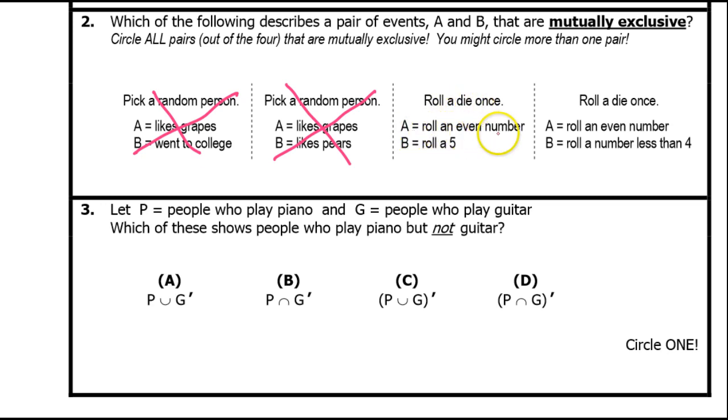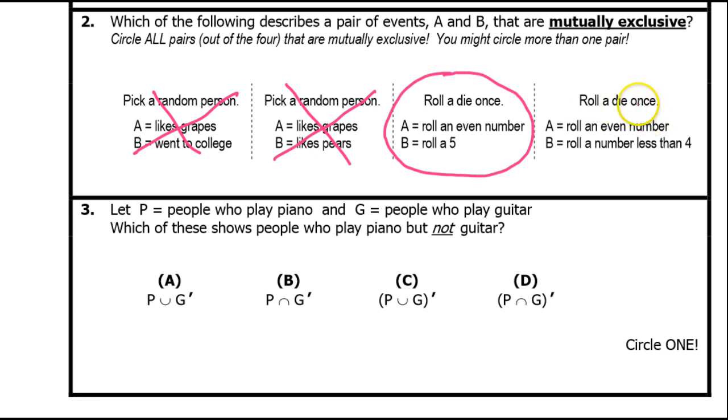So event A is rolling an even number. Event B is rolling a 5. It's impossible for both of these events to be true at the same time. If you roll a die once, it cannot be an even number and also a 5. So these events are mutually exclusive, so we will circle this one.